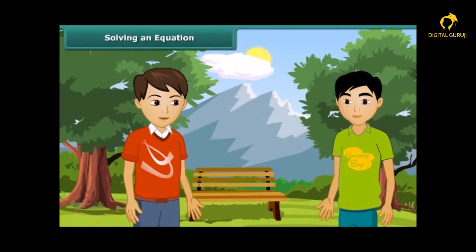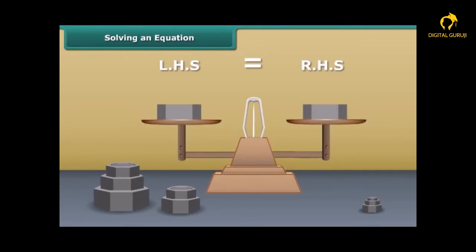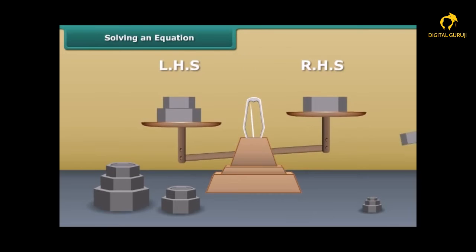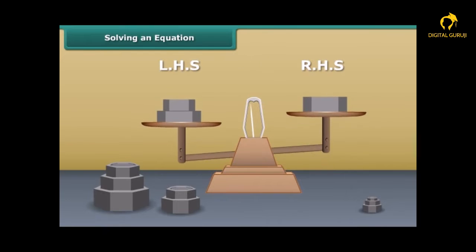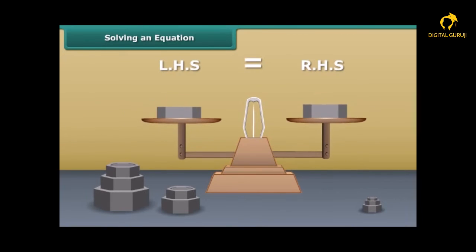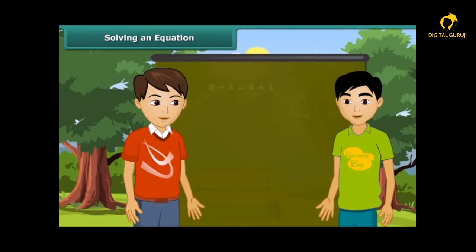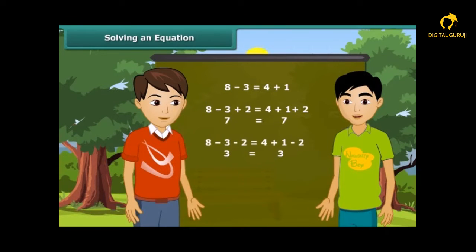How do we solve an equation? A balanced equation is like a weighing balance with equal weights on both its pans. If we add the same weights to both the pans, the arm remains horizontal. Similarly, if we remove the same weights from both the pans, the arm remains horizontal. Same is the case with the equation. If we add same number to both its sides, the equation remains unchanged. And if we subtract the same number from both its sides, the equation remains unchanged. If we multiply or divide the same number, then also the equation remains unchanged.